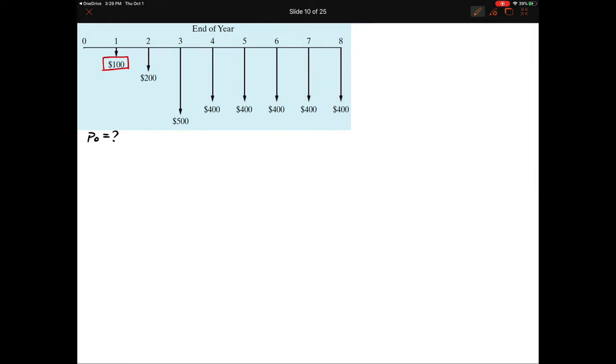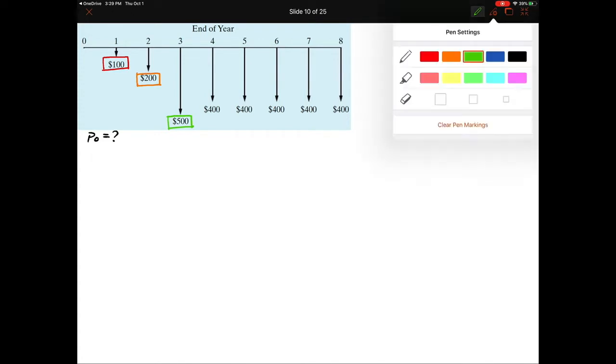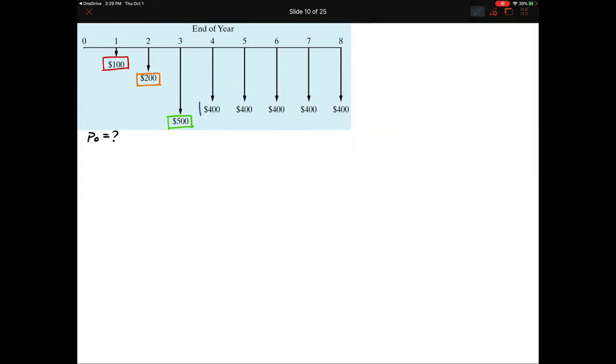So we have this 100 at the end of the first year. We have 200 at the end of the second year. We have 500 at the end of the third year. Although there are some future values, they're different amounts. So you have to convert them differently, okay? So we label them as different types of cash flows. And then you have all these annuities.